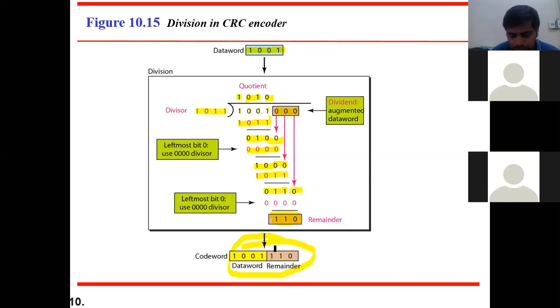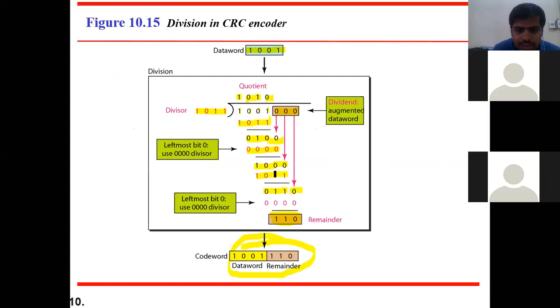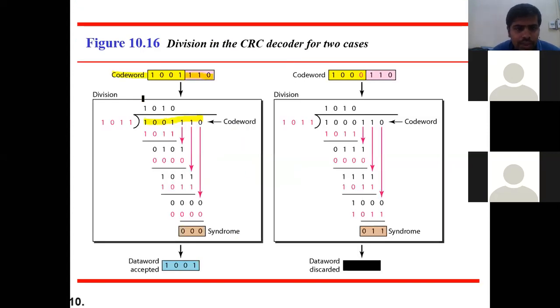Is it clear? Yes, sir. Okay, let me continue with the receiver side. At the receiver side, what are we supposed to do? We have received the code word from the sender side, 1001 followed by 110. This will become the input for our division operation. See here, the same data received from the sender side has been copy pasted here for the division. Again, the divisor bits are going to be the same.